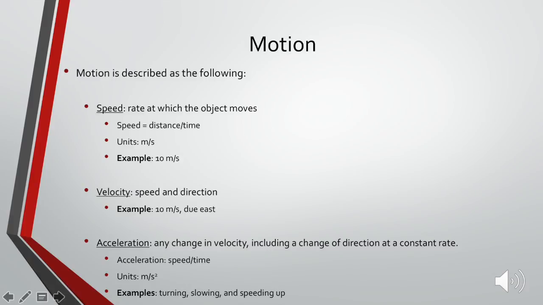To distinguish between speed and velocity, the following example can be given. 20 kilometers per hour due south is velocity, whereas 20 kilometers per hour just by itself is speed. Acceleration is any change in velocity, including a change of direction at a constant rate. Acceleration is speed over time. Its unit is meters per second squared. Examples of acceleration include turning, slowing down, and speeding up.